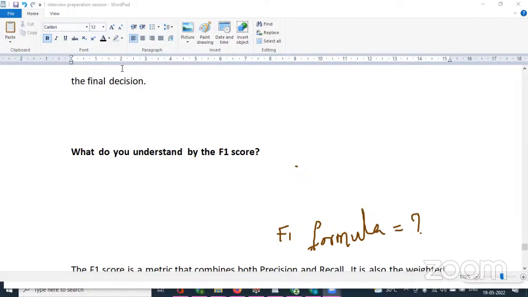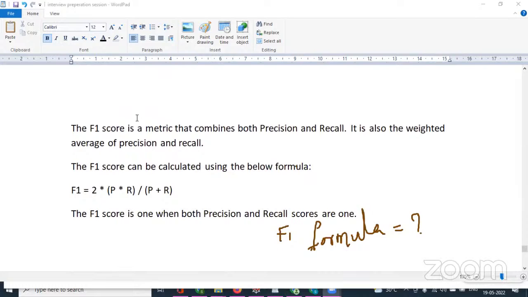Srikanth, Shubham, you guys are absolutely right when it comes to the formula. F1 score is a metric that combines both precision and recall. It is also the weighted average of precision and recall. So when we don't know whether we should use precision or recall, then we will be using F1. It balances both precision and recall. And the formula of F1 score is 2 into precision into recall by precision plus recall.